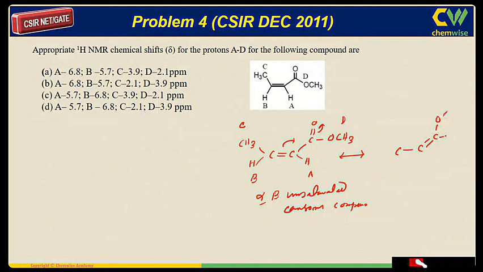O minus, OCH3, this is D, this is CH3, H plus, H, this is B, A. Look, the environment of this carbon is electron deficient. That's the most important part here. Electron deficient.